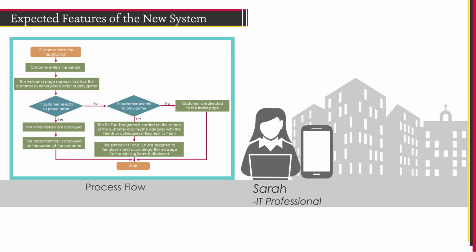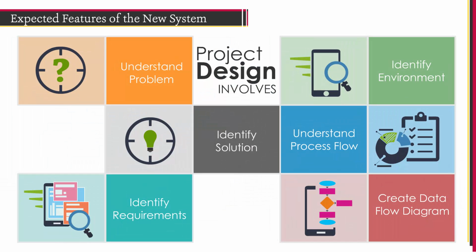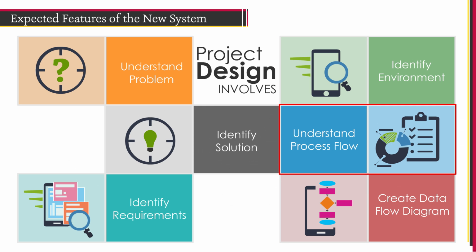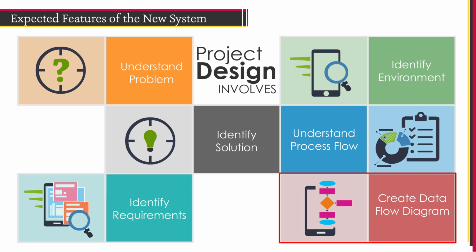On the basis of the answers received from the client, Sarah prepares a process flow for the ordering and gaming modules of the application, as illustrated in the flowchart on the screen. She sends the process flow to the client for approval. After verification, the client asks the mobile application development team to begin development of the application. Sarah starts off with a project design that involves understanding the problem, identifying the proposed solution for the problem, identifying the requirements for implementing the solution, understanding the process flow of the application, and identifying the environment for the application. Then she creates a data flow diagram for the application.